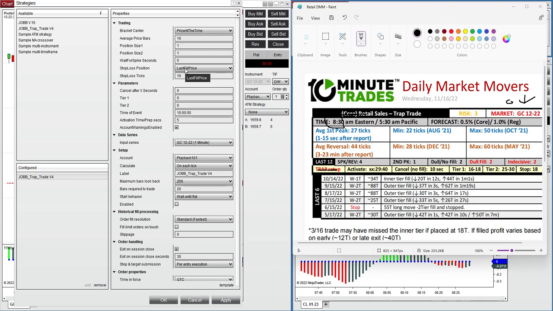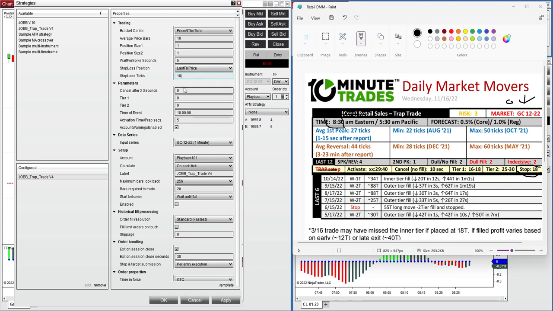Stop loss position default is last fill price. It stays there. You never change it. Never. Stop loss. Yellow line. Stop is 18. Type in 18. Okay?